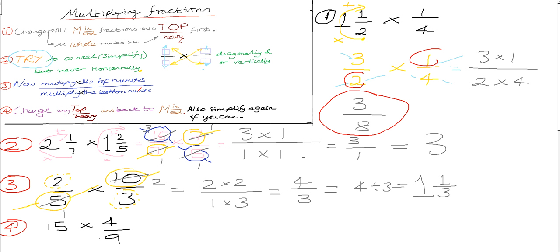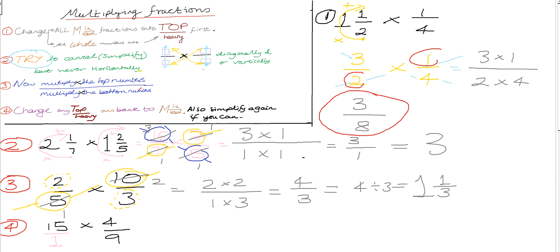Now, rule number 1 says that when we have whole numbers, we need to change all the whole numbers into top heavy. So how do we change 15 into top heavy? Put a 1 under it and leave it, divide by 1. So now it looks like a fractions question, 2 fractions.